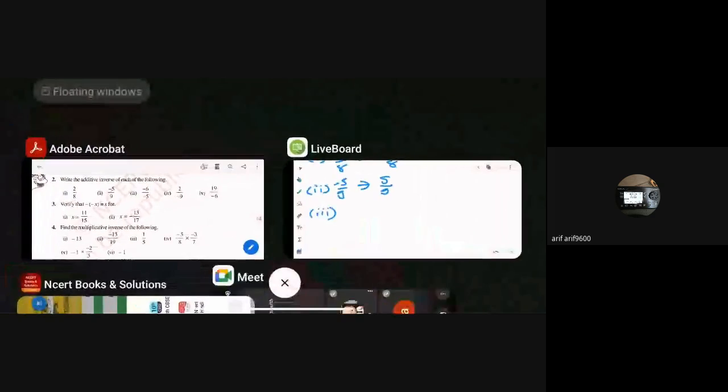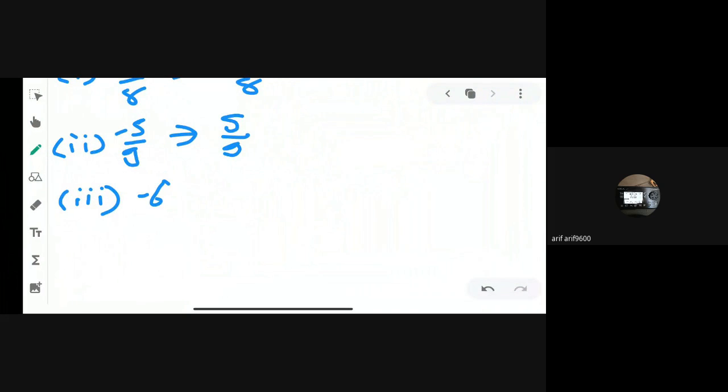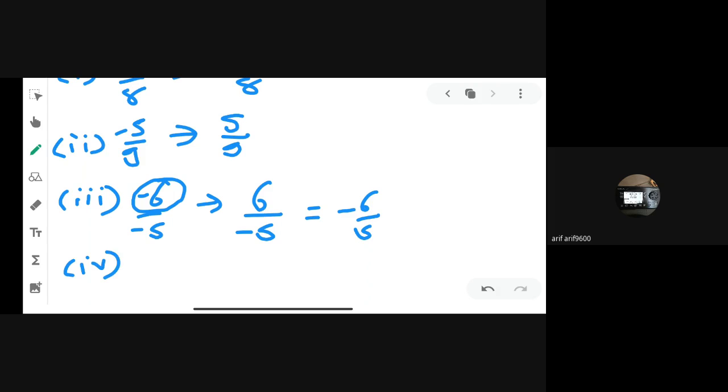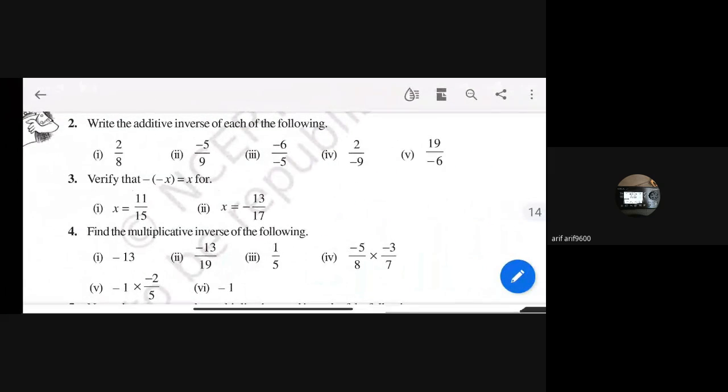Exactly. Then third, -6/-5. Here you can see, you know that very well, -6/-5. So here we are changing the sign of only the numerator. So it becomes 6/-5, and we are taking the negative sign to the numerator. So it becomes -6/5. Clear, all of you? Yes, sir. Minus 6 upon 5. Then 2 upon minus 9.